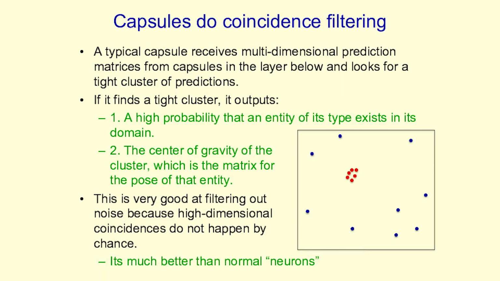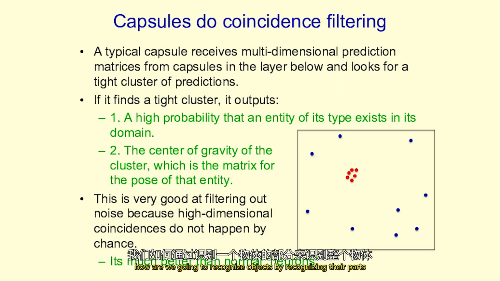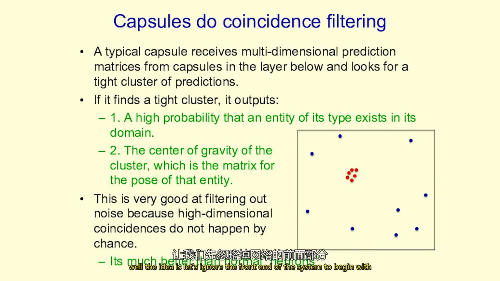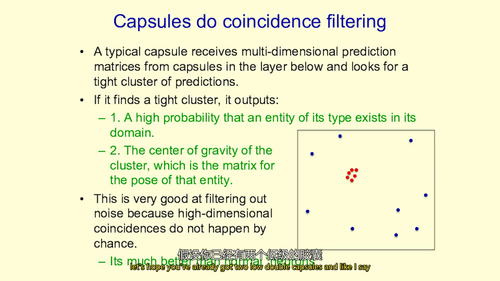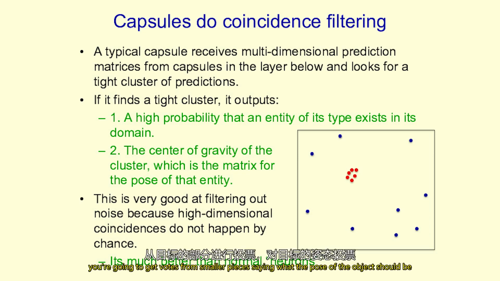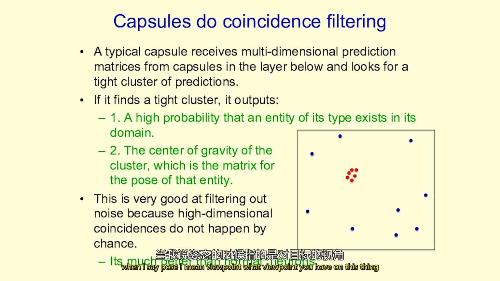Okay, now how are my capsules going to work? How are we going to recognize objects via recognizing their parts? Well, the idea is, let's ignore the front end of the system to begin with. Let's suppose we've already got to low-level capsules, and I'm going to say how you get to high-level capsules now. So the idea is that to detect whether an object's there, you're going to get votes from smaller pieces saying what the pose of the object should be. When I say pose, I mean viewpoint. What viewpoint you have on this thing.